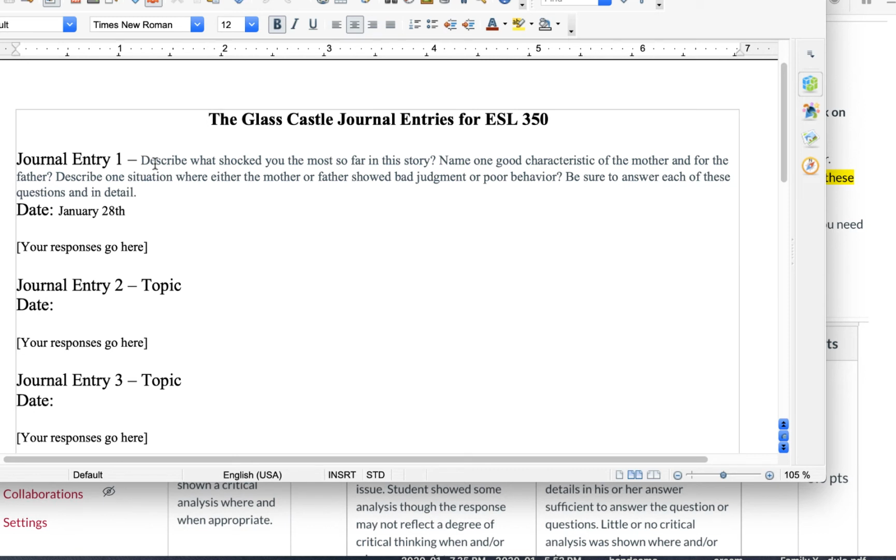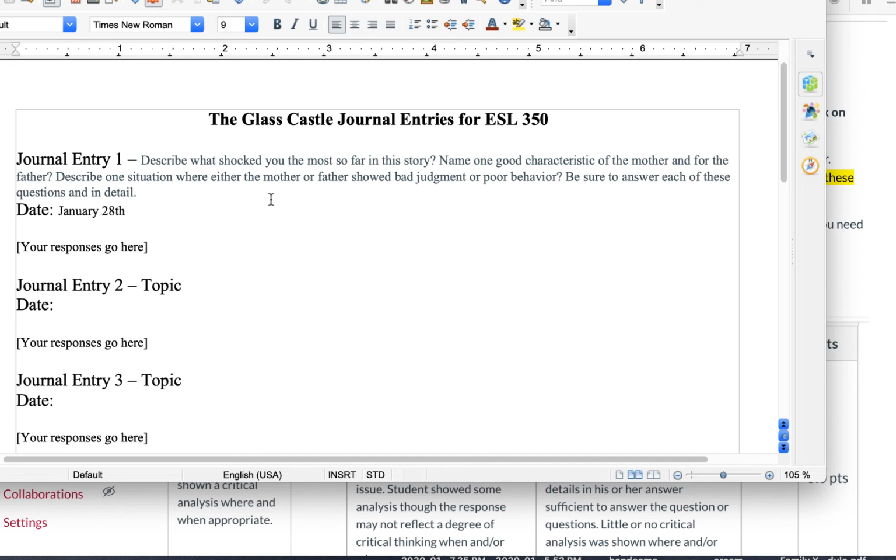Describe what shocked you the most so far in this story. Name one good characteristic or behavior of the mother and for the father. Describe, and I guess I can take this out, this shouldn't have a question mark. Describe one situation where either the mother or the father showed bad judgment or poor behavior. And there'll be plenty of examples, believe me. Be sure to answer each of these questions and in detail.